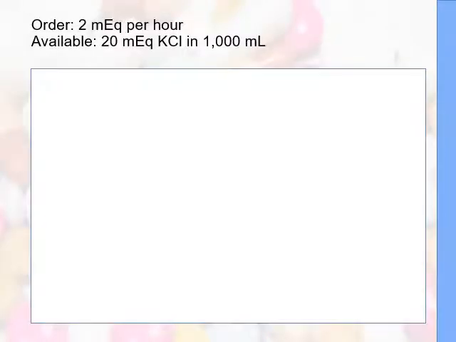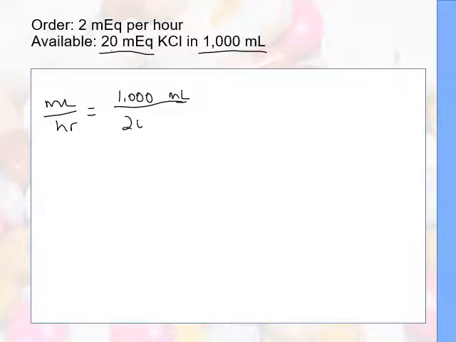Again, we are going to be calculating milliliters per hour. We were not given a drop factor. This is being given by IV pump, and we program pumps in milliliters per hour. Our first fraction needs to have milliliters in the numerator. This says milliliters, so that is 1,000 milliliters. The 20 milliequivalents is related to that 1,000 milliliters, so we'll put that in the denominator. That means our next fraction must have milliequivalents in the numerator, and we are told 2 milliequivalents per 1 hour.